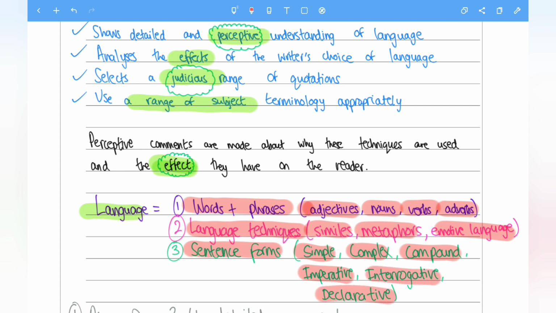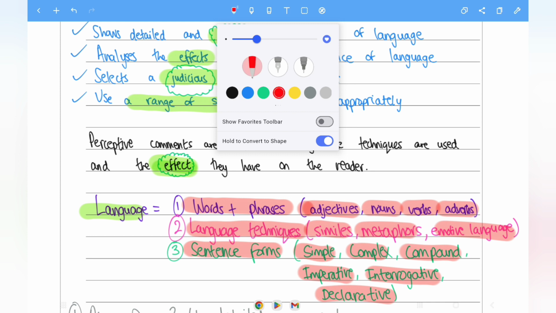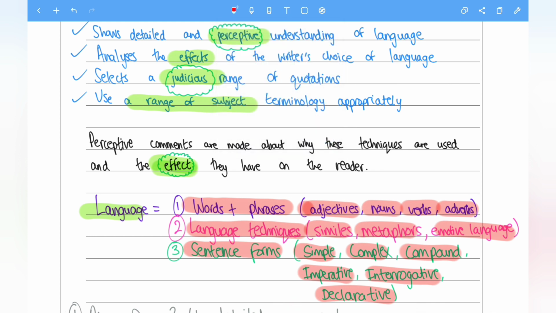So these are some common features that you may find, but I need to stress and emphasize that the first 2 are significant because they hold a higher weighting. So number 1 and number 2. If you do not find anything to do with sentence forms, it's not the end of the world. You can still get full marks, but often you will find something to do with sentence forms.